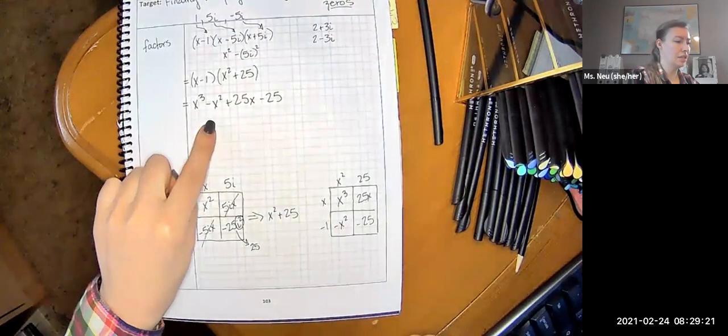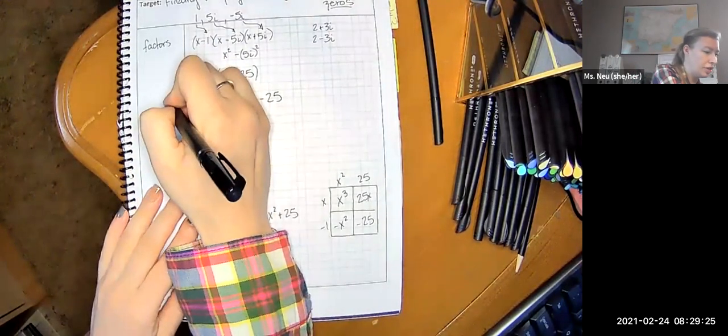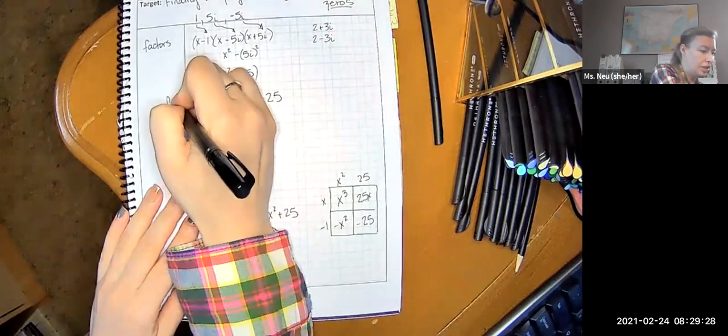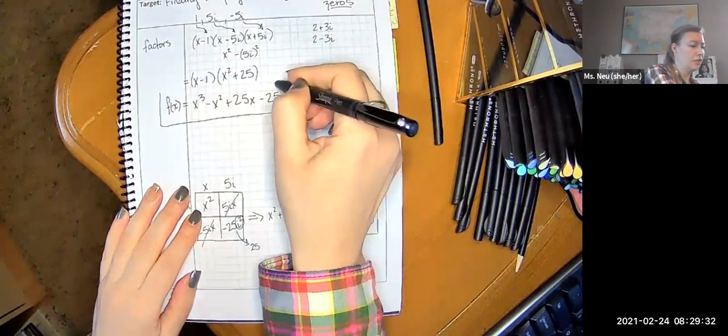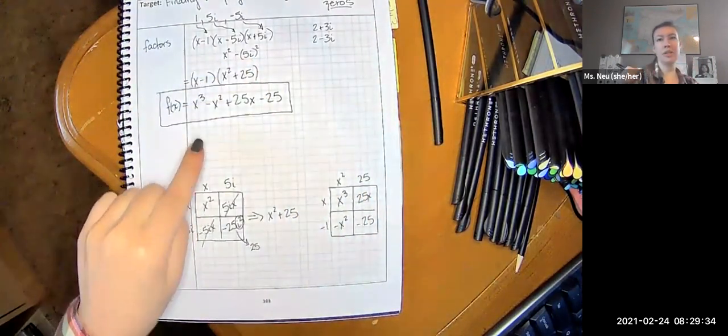And that is your polynomial function. Let's call this glorious f of x. That is your polynomial function given zeros, even when zeros are imaginary.